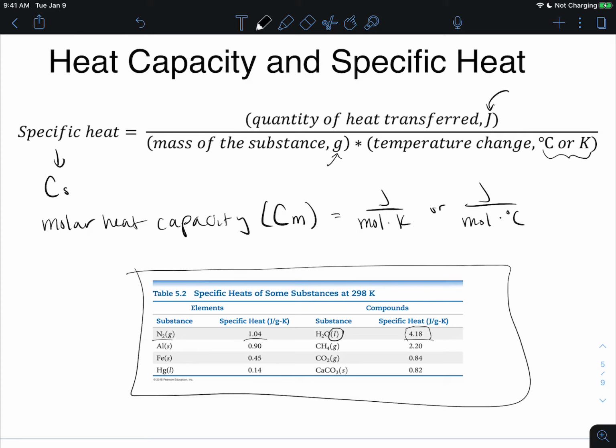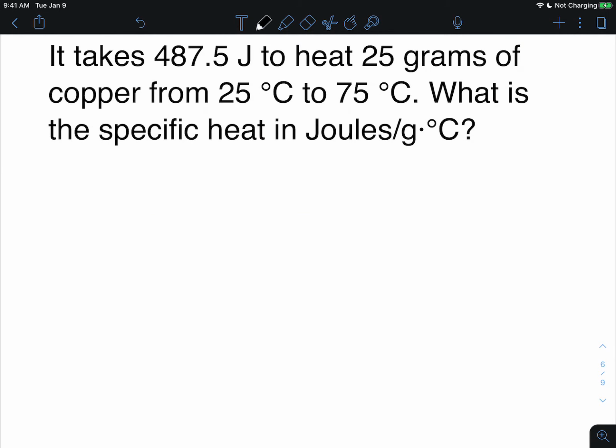So water in the liquid state is going to have a very different specific heat than water in the gaseous state or water in the solid state. Okay. Let's try an example. It takes 487.5 joules to heat 25 grams of copper from 25 degrees Celsius to 75 degrees Celsius. We want to know what the specific heat of copper is in joules per gram degree Celsius.